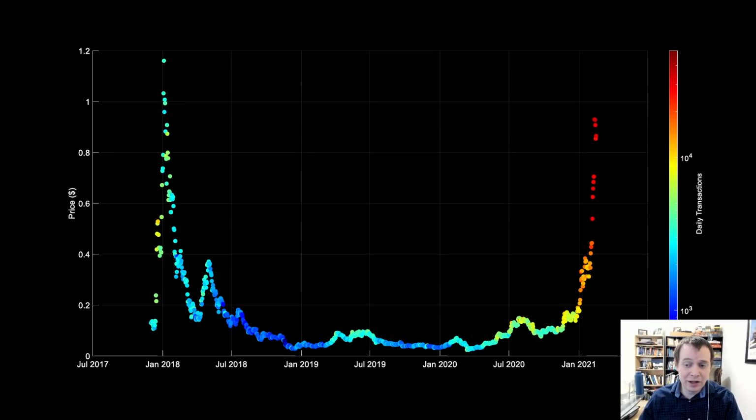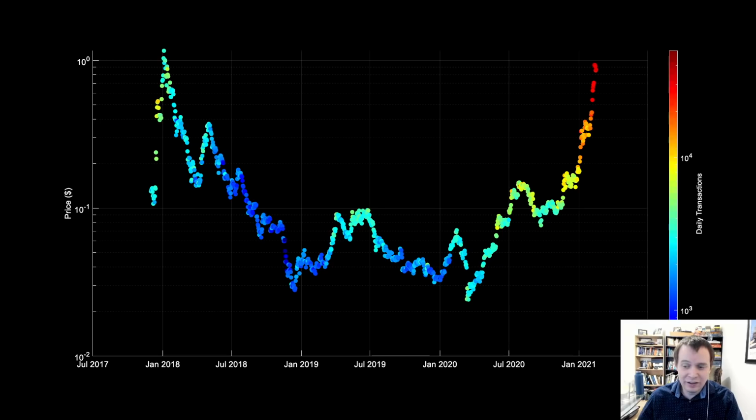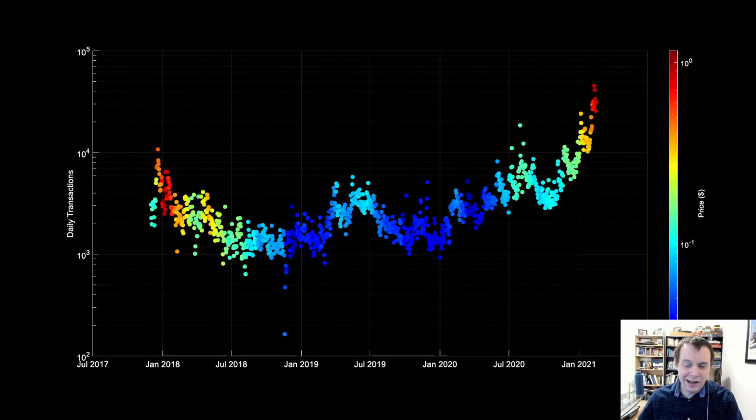Price versus time, color-coded by the number of daily transactions, and here it is on a log scale. Again, you can see how we have more daily transactions today than we did back over here, and we're still at a lower price. Again, another reason why I'm bullish.